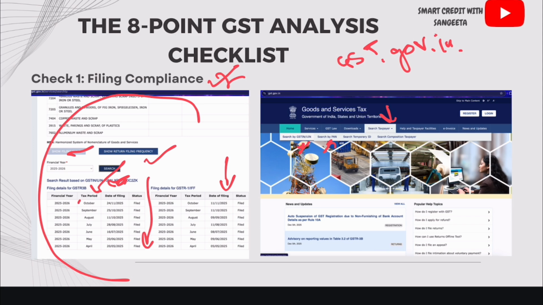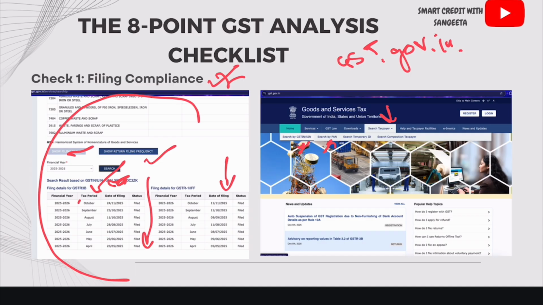Now let's just review it quickly. You can check his last 6 months, and see whether all returns are filed on time. If there is any late filing, this shows that there is cash flow stress, and if nil returns are filed, then maybe the business has stopped, so you need to look into it. Now what are the red flag patterns you can check?